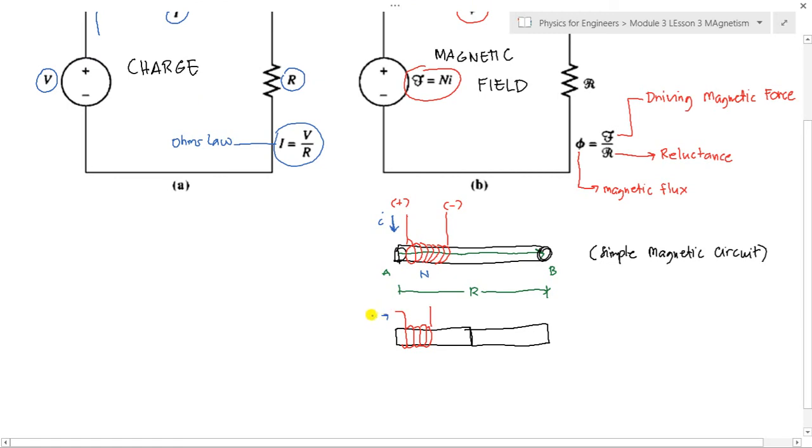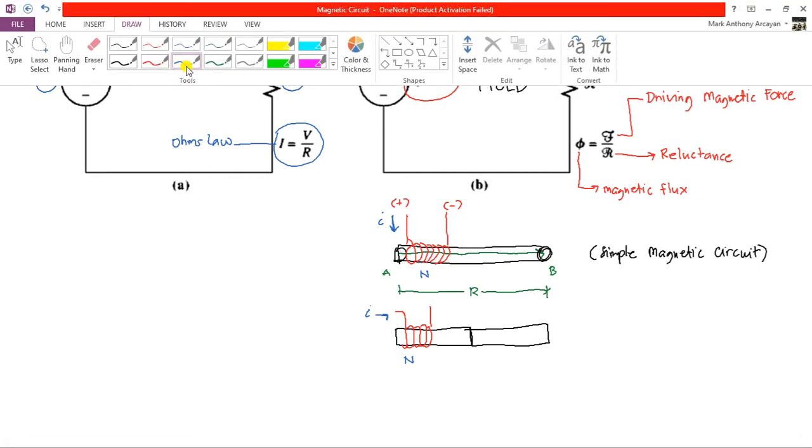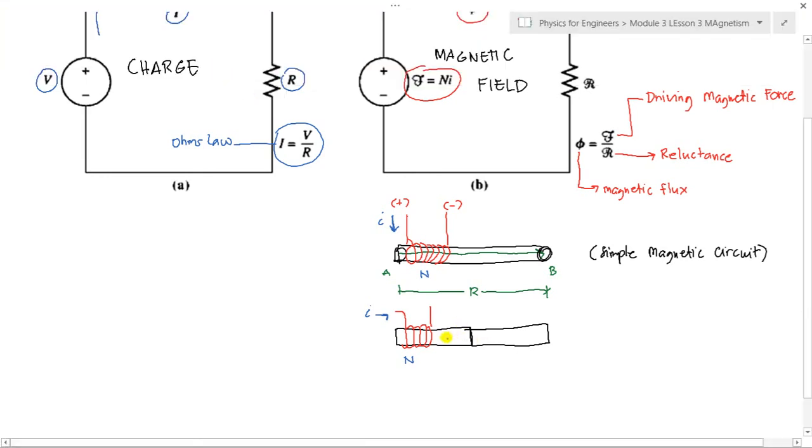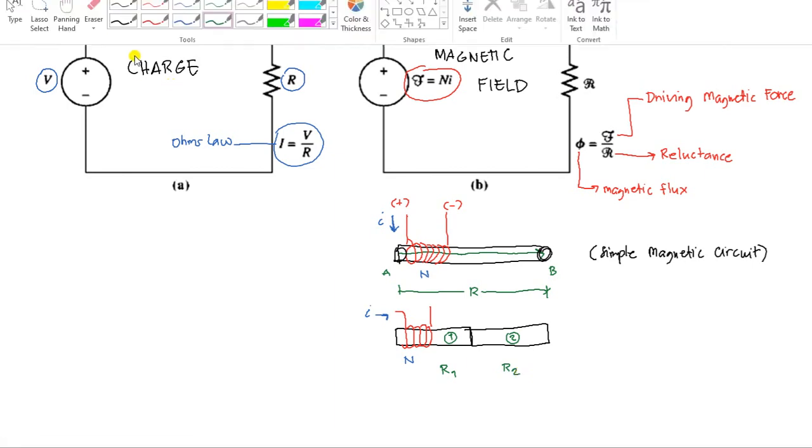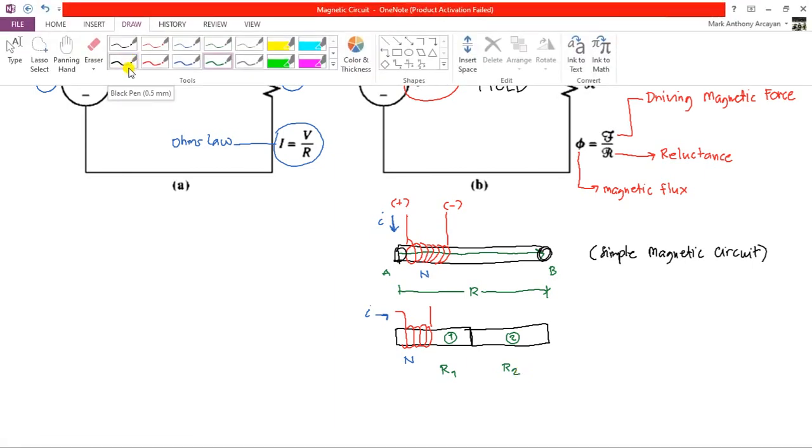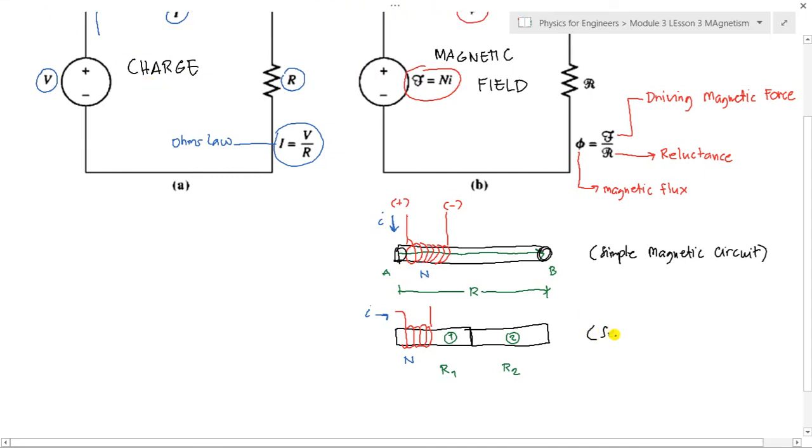This is I. And then, of course, the number of turns. Here we have two materials, the first one and the second one. So, therefore, each material has its own reluctance, R1 and then R2. Since the two iron cores are arranged in series, we can have an equivalent circuit with these in series. So therefore, this is a series magnetic circuit.